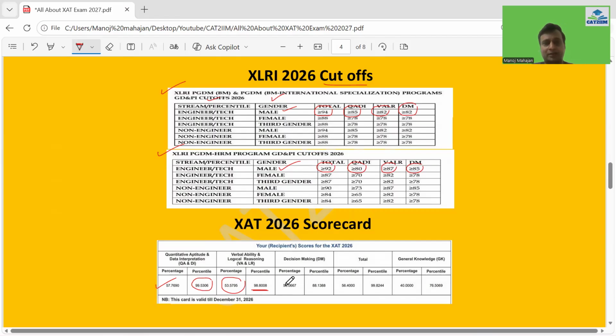Now, when you come to the DM section, there were 21 questions, and if you calculate this percentage into marks, you would be able to figure out close to 12 marks, which gave around 88 percentile, right? If you look over here, the total score was around 42 marks, and the overall percentile of my student was 99.82.